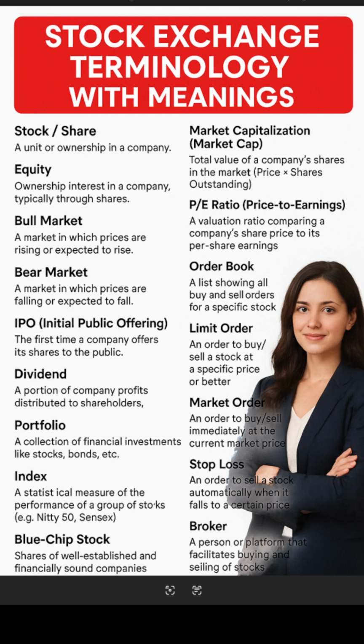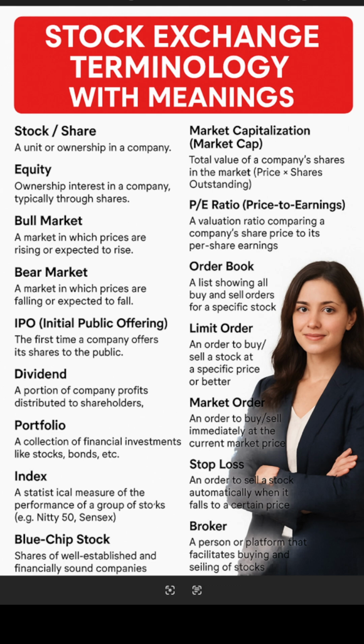The next one is equity: ownership interest in a company, typically through shares. Only those who are holding equity shares will be the owners. Other types of shares, like preference shares, get their amount first, but they are not the real owners. The real owners are equity shareholders.